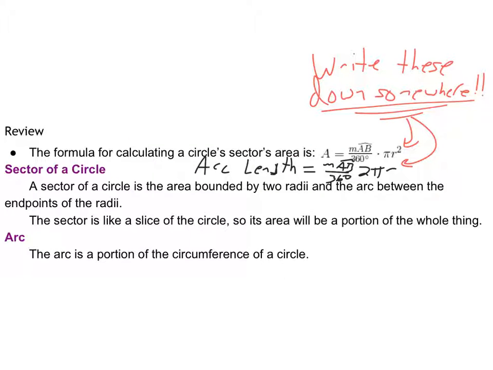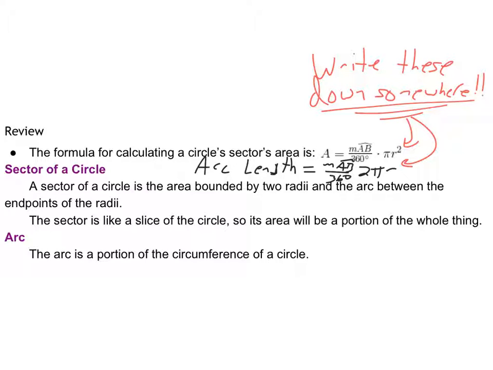Okay, so for review, the formula for calculating the sector area is the measure of AB over 360 times pi r squared. The formula for arc length is the measure of AB over 360 times 2 pi r. Make sure you have those two written down somewhere. You're going to need them for the check-in and the quiz and the test. It's a lot easier when you have it down somewhere instead of trying to remember what it is.